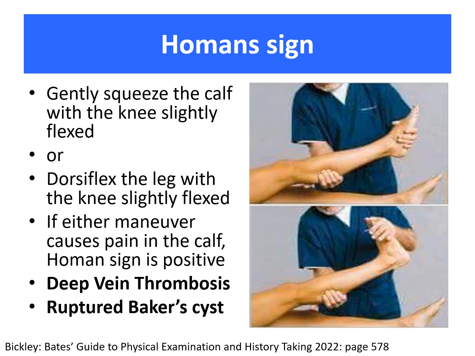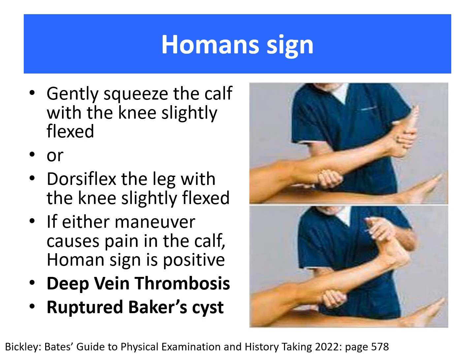The original sign that was described by Dr. Holman more than a century ago was the latter. Slightly flex the knee on the side that you are testing, and then gently dorsiflex the ankle. If either maneuver causes pain in the calf, Holman sign is positive.